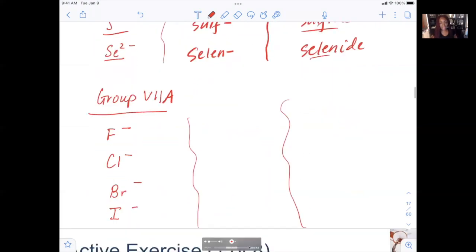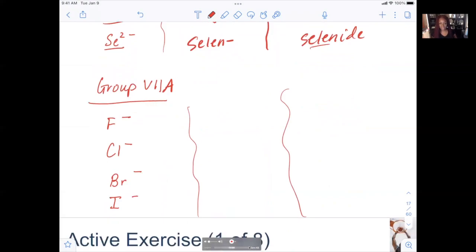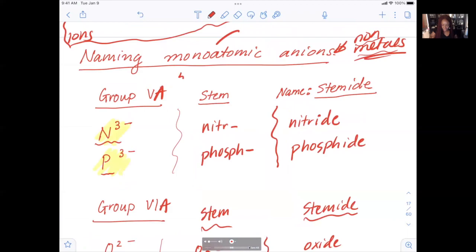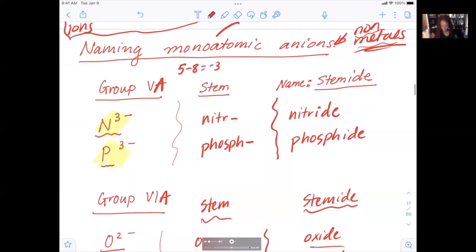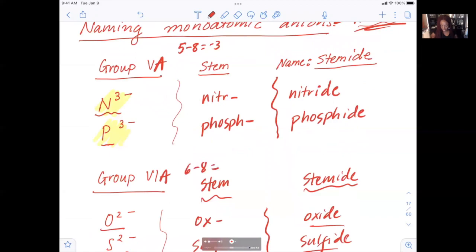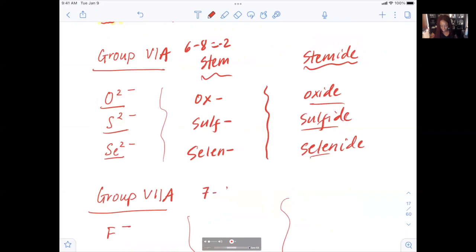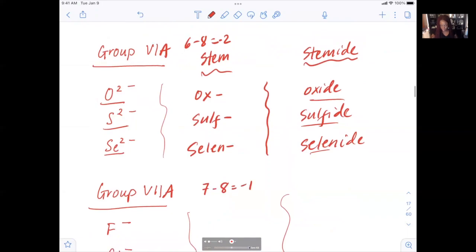And then finally, I have group 7 anions. Now remember, the anions in group 7 have a charge of -1. If you're wondering again, remember the group number minus 8 gives you the charge. Group 6 minus 8 gives you the charge -2. Group 7 minus 8 gives you the charge -1. Okay.